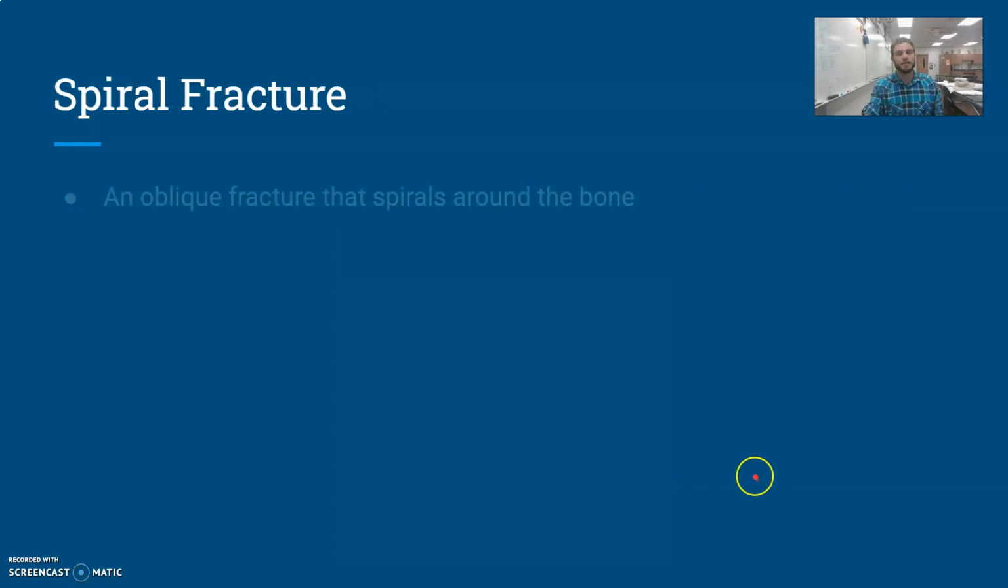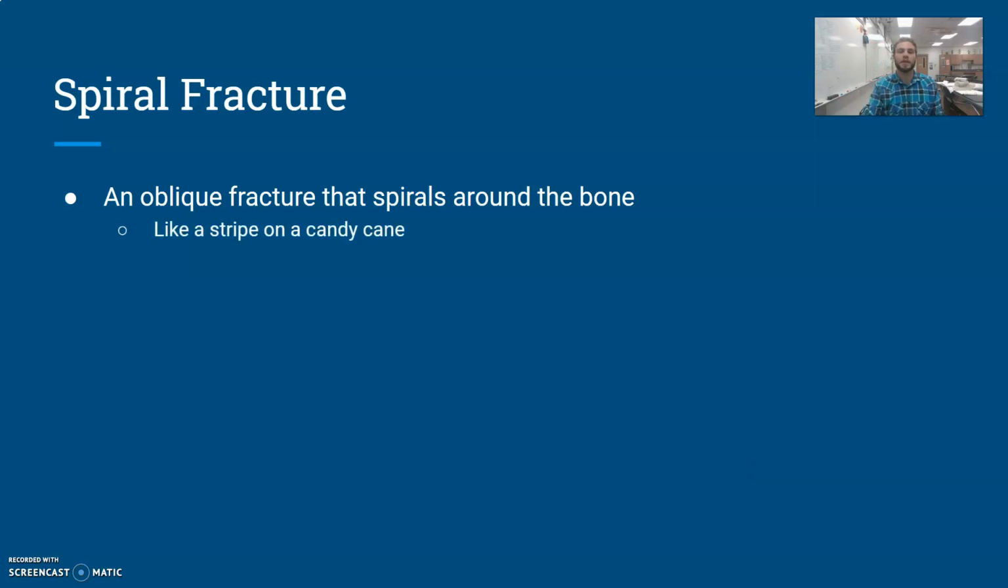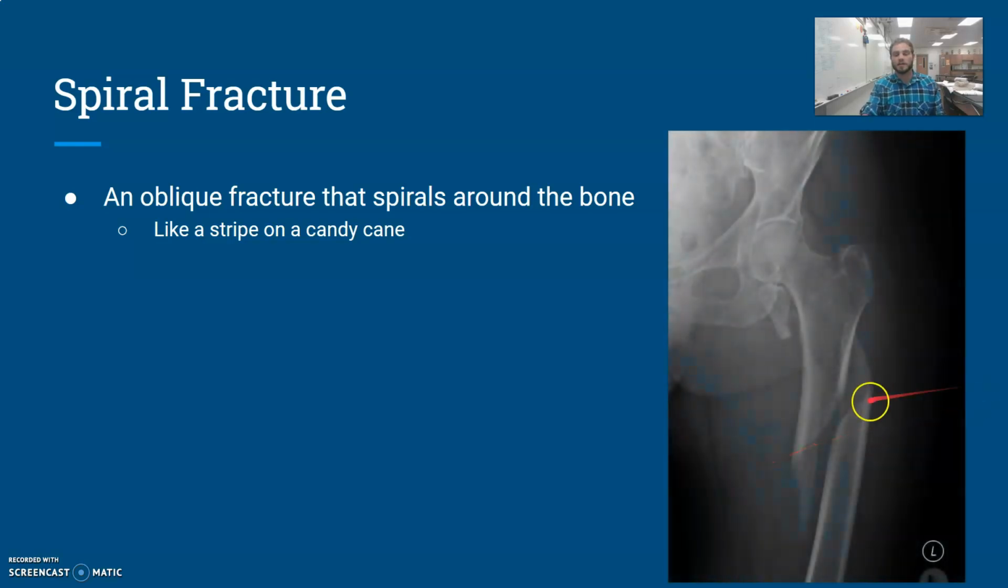Spiral fractures, these are interesting. These are a type of oblique fracture that actually spiral around the bone. So that's where they get the name spiral. So think of it as a stripe on a candy cane. This one here is a textbook spiral fracture.